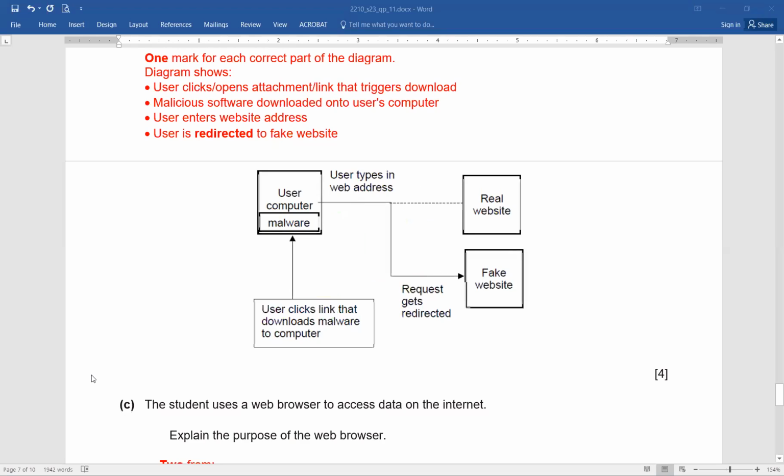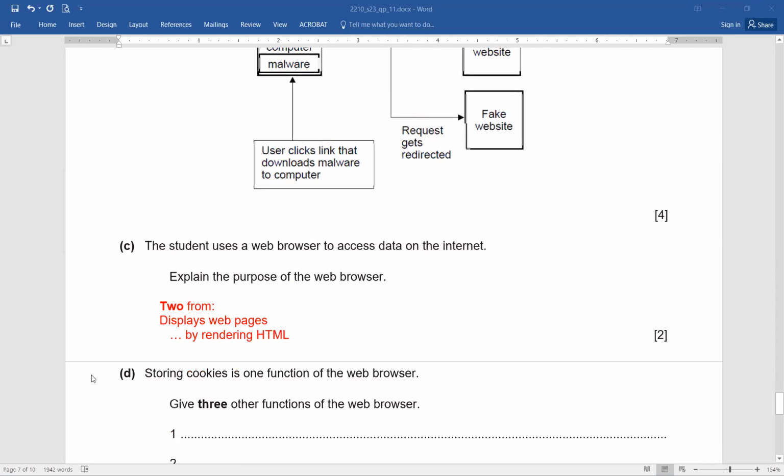Easy? Okay. The student uses a web browser to access data on the internet. Explain the purpose of the web browser. It's a 2-mark question. So see, what is the web browser doing? This is what you know. The web browser is there to display the web pages, but these web pages are actually displayed by rendering the HTML, hypertext markup language. In this manner, you will definitely score 2 out of 2 if you have mentioned the 2 key points, like displaying the web pages by rendering HTML. 2 out of 2 are yours.